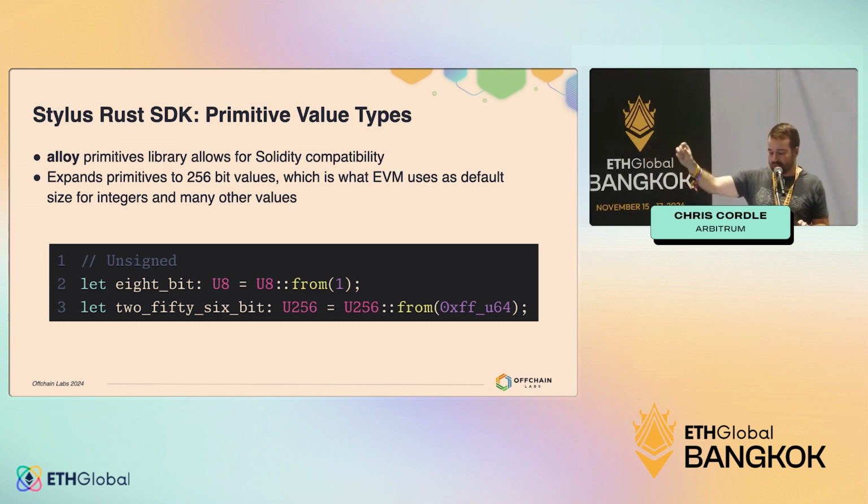Sometimes you'll need to parse from one to the other, and that's how you do it with that U8::from(1) or whatever, to parse from native Rust to Solidity types.